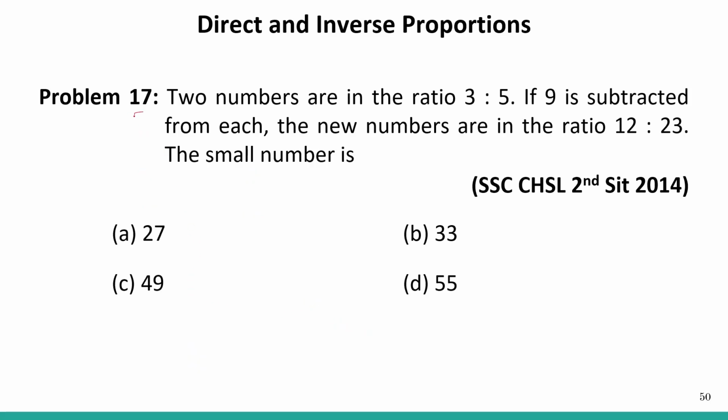So let's see problem number 17. Two numbers are in the ratio 3:5. If 9 is subtracted from each, then the new numbers are in the ratio 12:23. Then what is the smaller number?